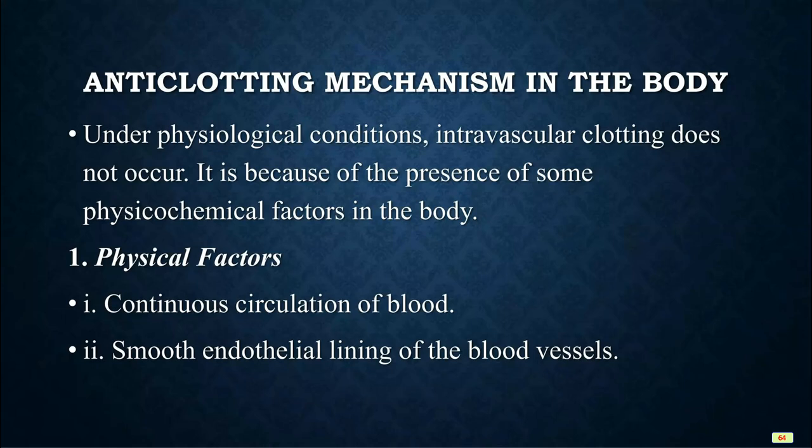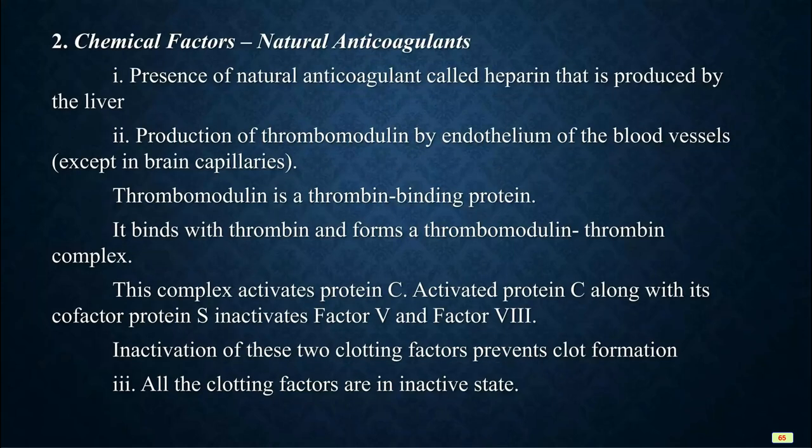But as a delayed response, there will be continuous circulation of the blood to the organs, whereas number two is the smooth endothelial lining of the blood vessels. Whereas the chemical factors, normal anticoagulants, include the natural anticoagulant called heparin, which is produced by the liver.